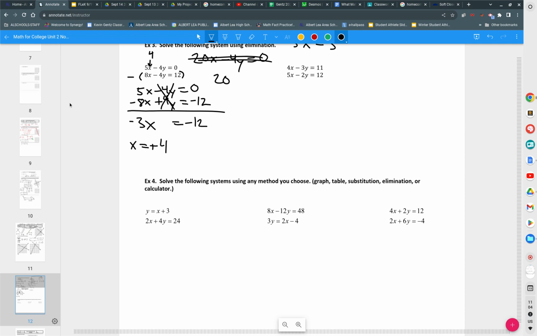So I get 20 minus 4y is equal to 0. As I subtract the 20, I get -4y is -20. And divide by -4, I get y is 5. So (4, 5) is your solution.